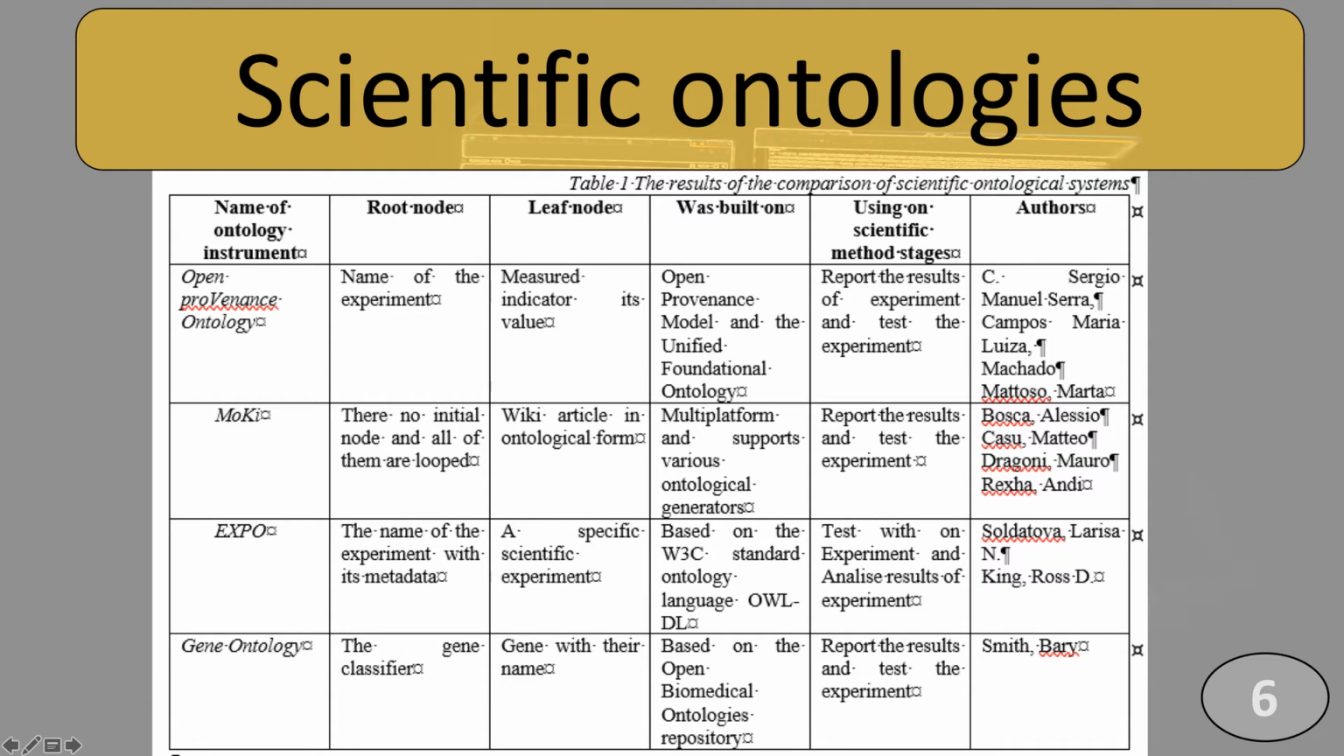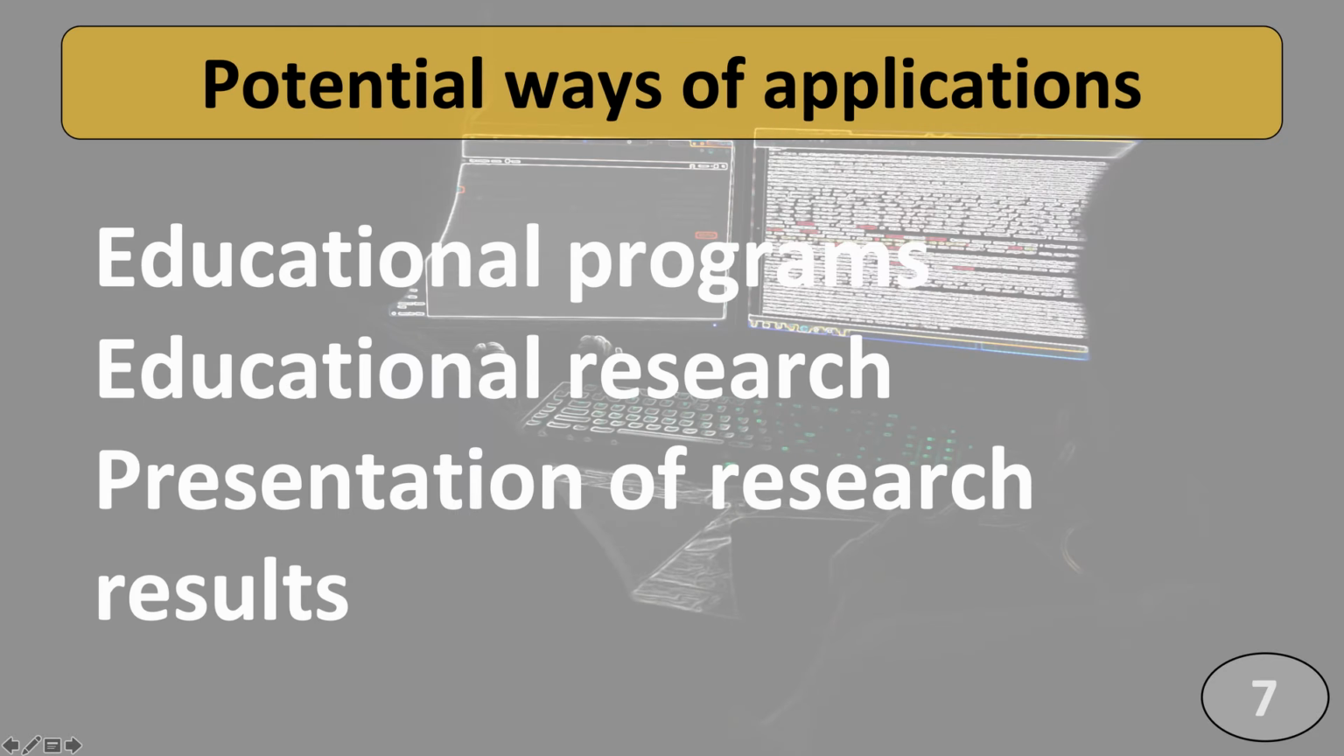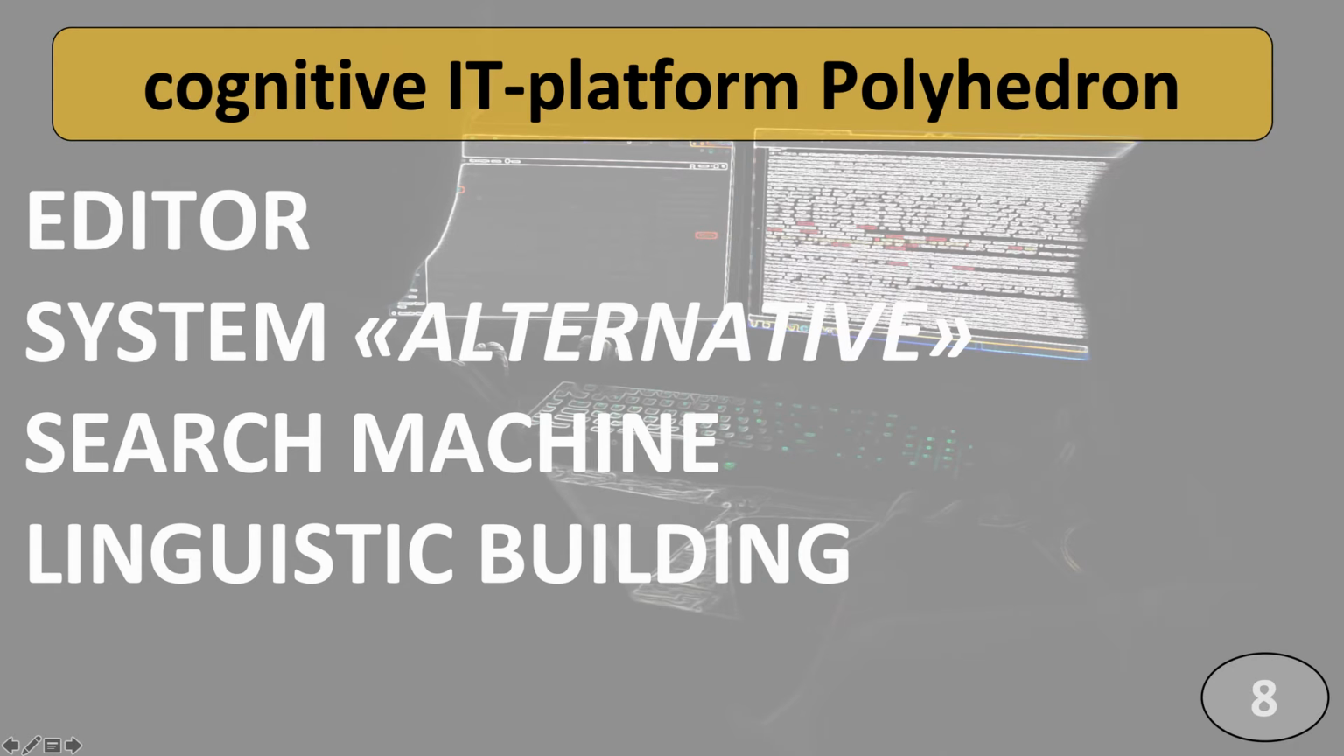On this slide you can see the results of the comparison of scientific ontological systems. You can see the names of the ontologies: Open Provenance Ontology, Mochi, Expo, and Gen Ontology. All these ontologies are characterized by a root node and leaf node, and were built based on the scientific method stages and authors who have described these ontologies. Possible ways of application of the cognitive IT platform Polyhedron are educational programs, educational research, presentation of research results.